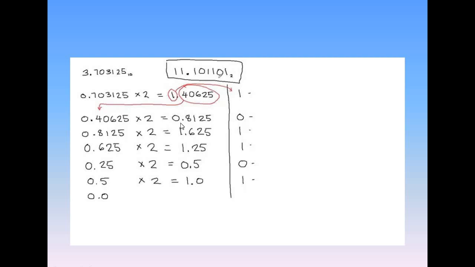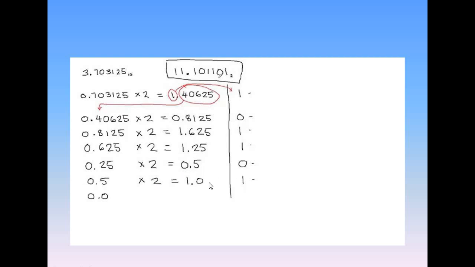Again we multiply it by 2. 0.8125. Before decimal what we have? 0. So we write a 0 here. Now again this 0.8125 is multiplied by 2. We get 1.625. You have a carry of 1. Again 0.625 is left. It is multiplied by 2. We get 1.25. We get a carry of 1. Then we have 0.25 multiplied by 2. We get 0.5. Carry is 0 here.